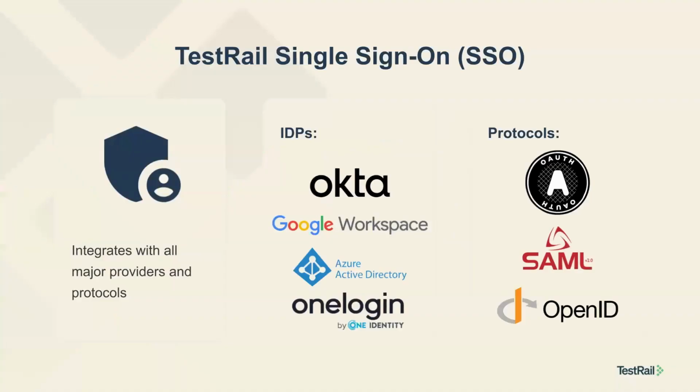For today's examples, we'll be using Okta as our identity provider, configured using the SAML 2.0 protocol. But TestRail can integrate with almost any SSO provider, like Azure AD or Google Workspace, and supports multiple authentication protocols like SAML 2.0, OAuth, and OpenID.